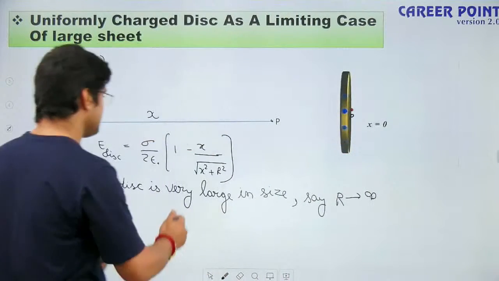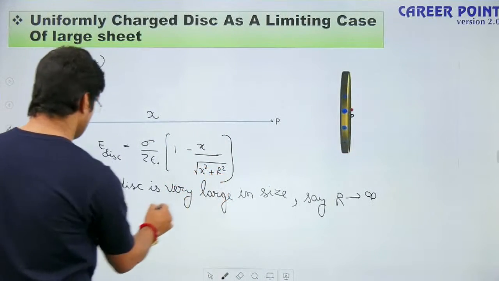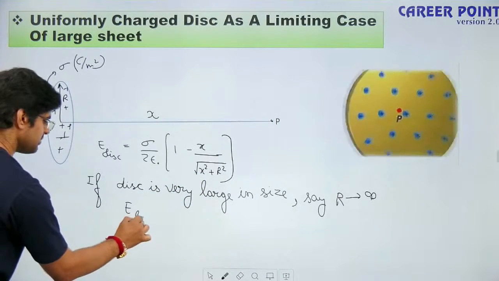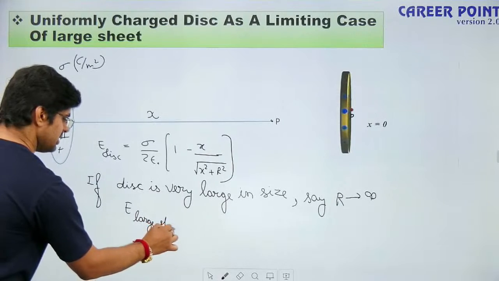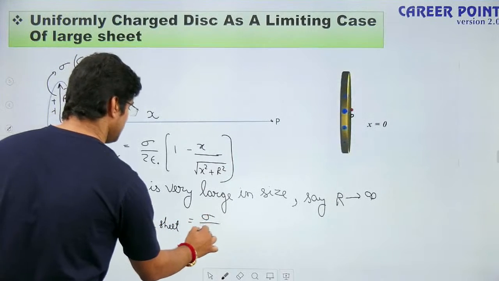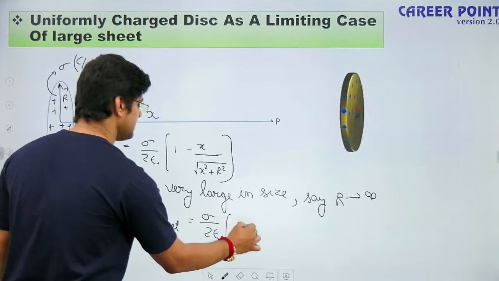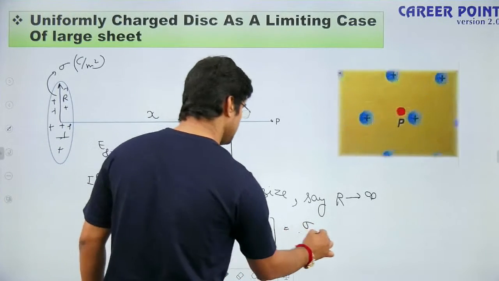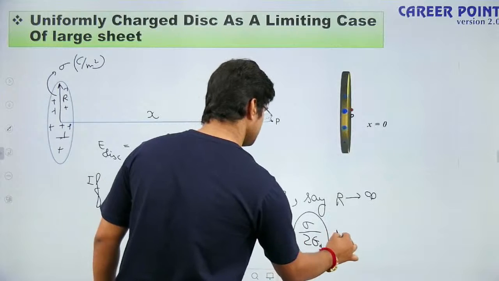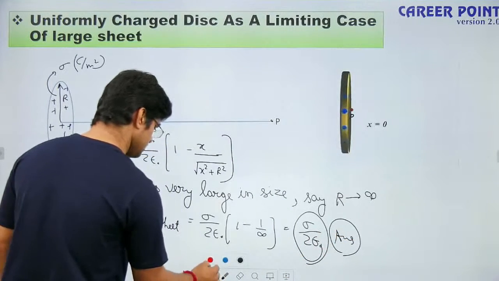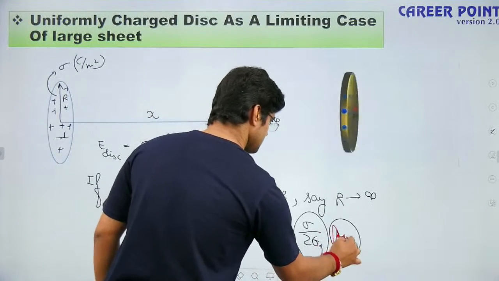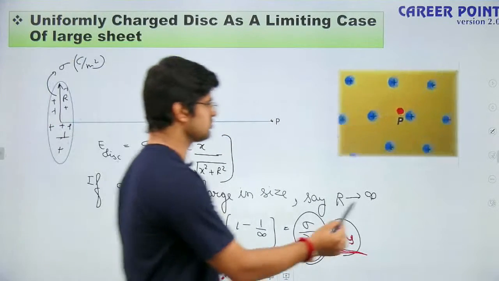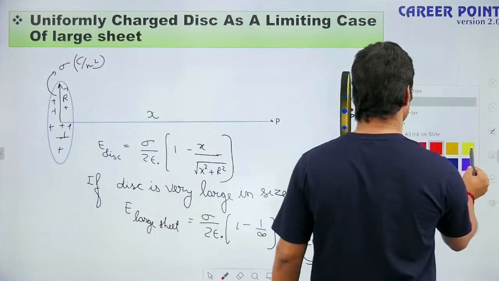So in that case, for the formula which we have derived here, if I put r tends to infinity, this will give me E due to a large sheet. E due to large sheet will be sigma by 2 epsilon naught times 1 minus 1 upon infinity. So that will be 0. So sigma by 2 epsilon naught will be our answer. So I hope you understood.